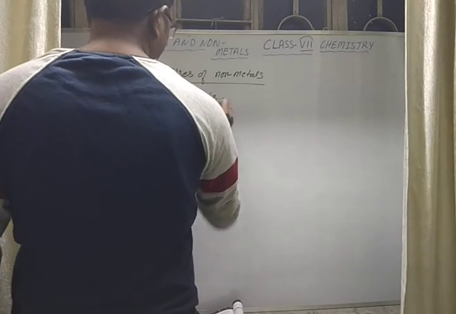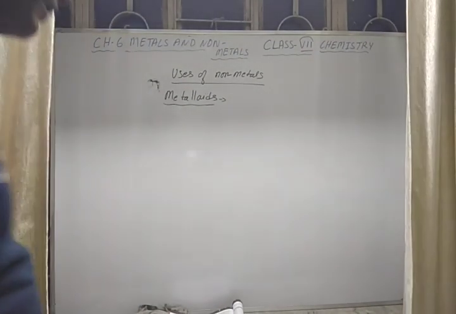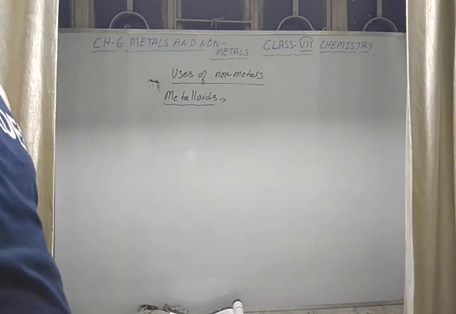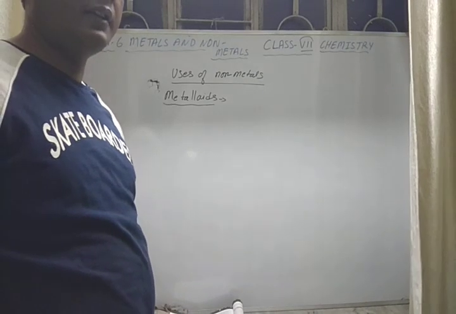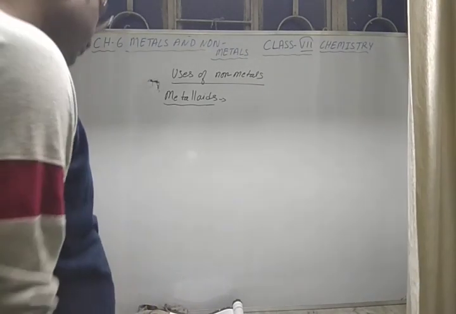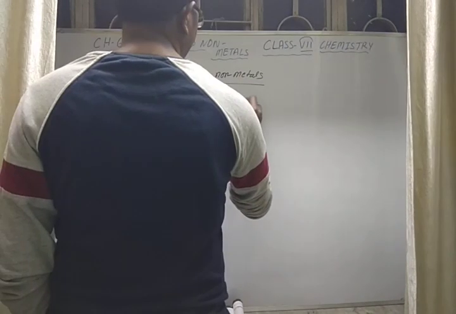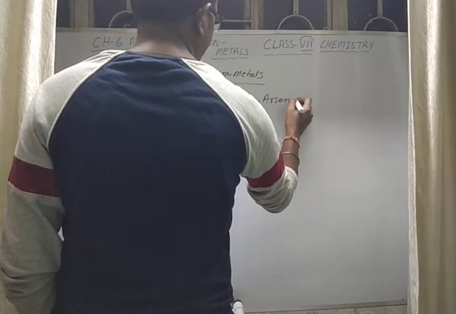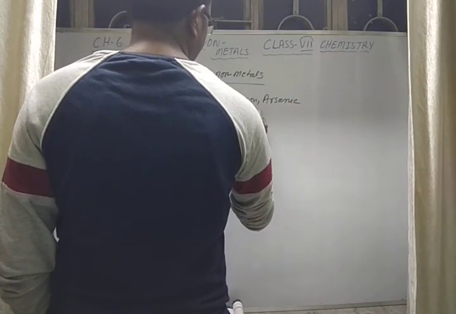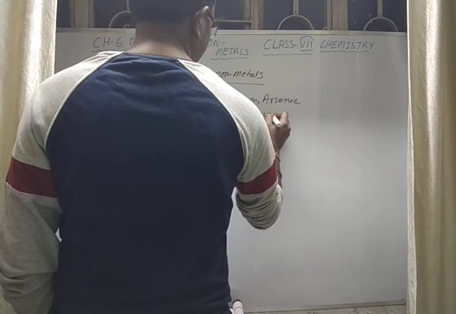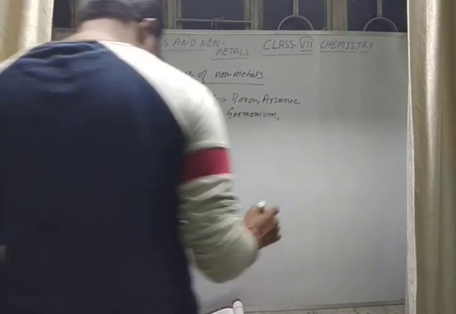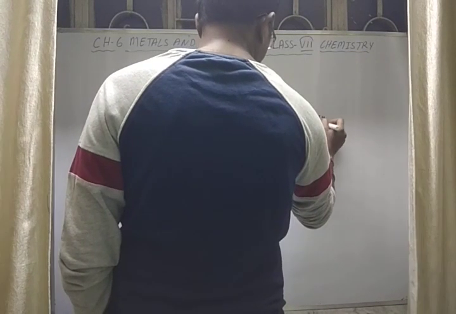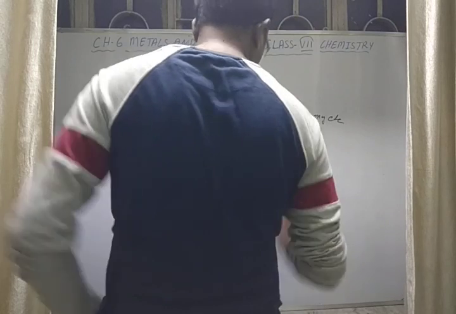Metalloids. What are metalloids? All of you know, they are elements which sometimes behave like a metal and sometimes behave like a non-metal. They are known as metalloids. Many examples are there, all of you know. Suppose boron, arsenic, germanium, then antimony, etc. Only a few are there.